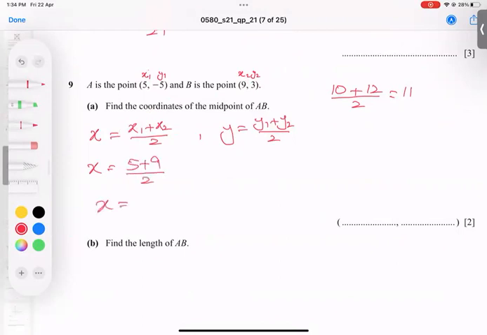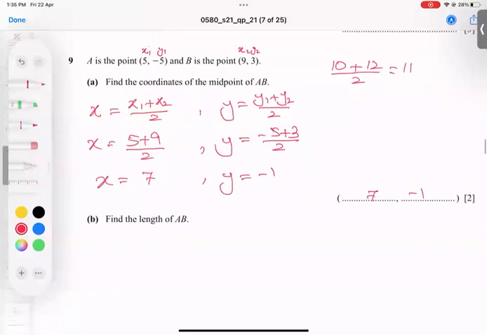So this becomes 7. Okay. Similarly, y1 is minus 5, y2 is 3. So minus 5 and 3, and I'm getting here -1. So Alhamdulillahi Rabbil Alameen, we have done it.